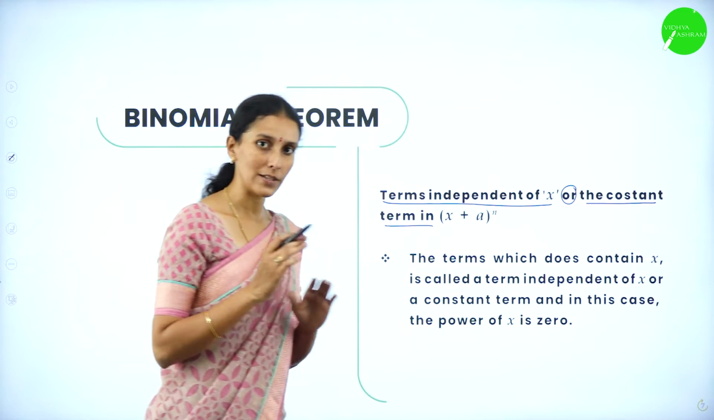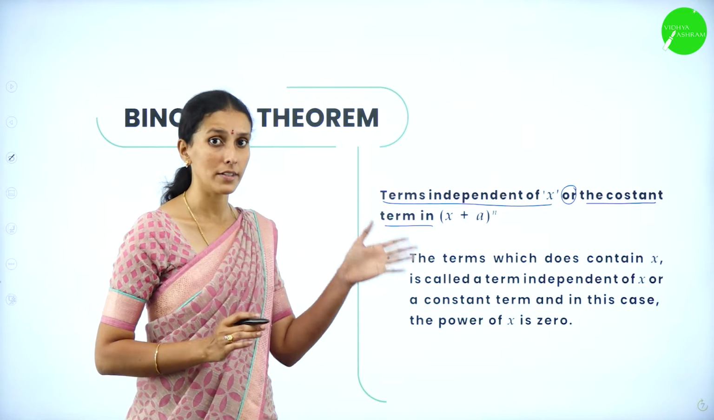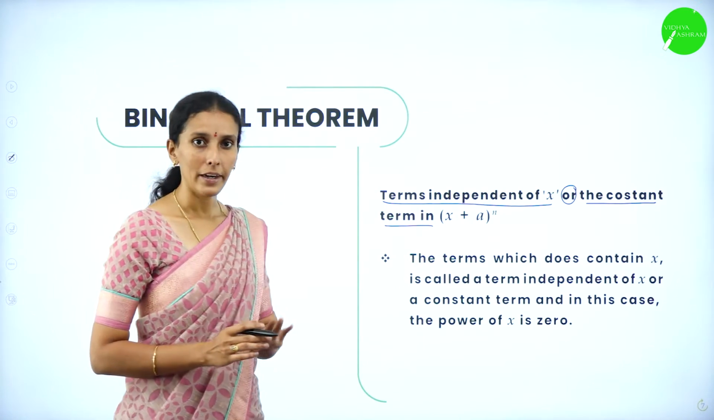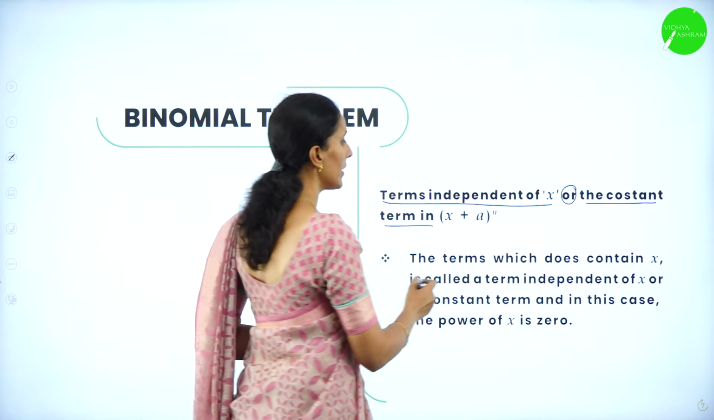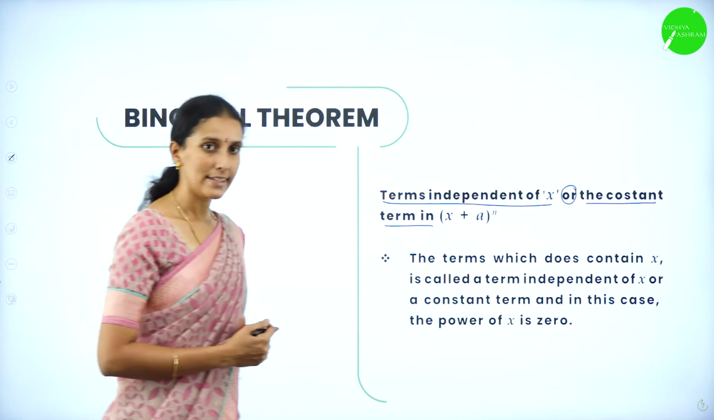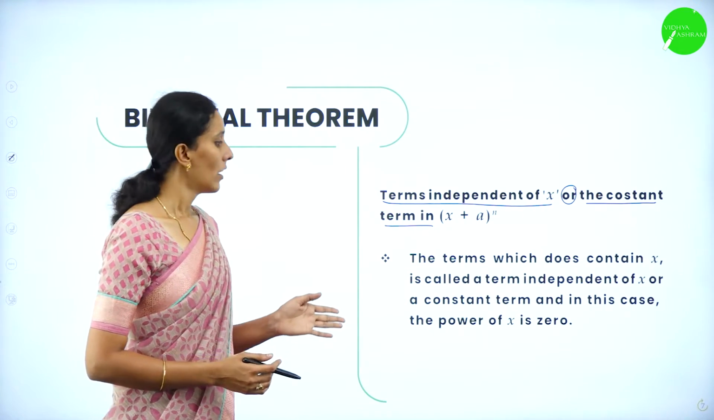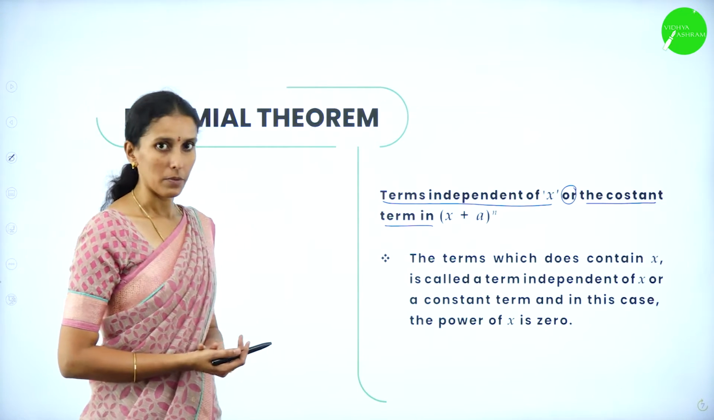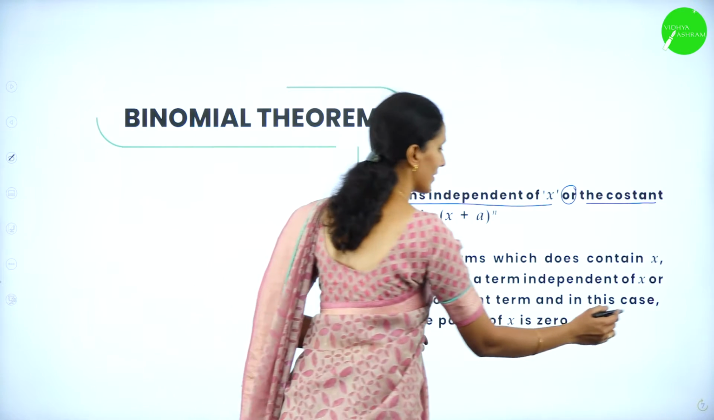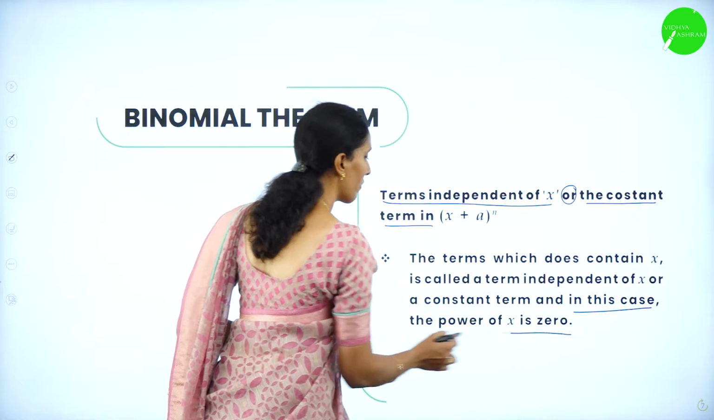So terms which do not contain x means they are constant. They are independent of x. So the terms which do not contain x are called the term independent of x or a constant term. So in this case, the power of x is 0.